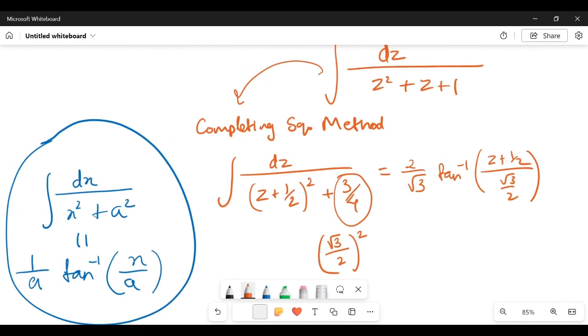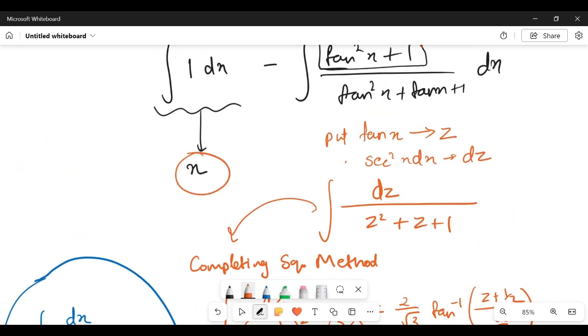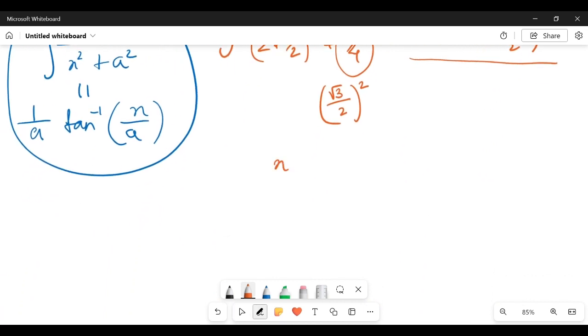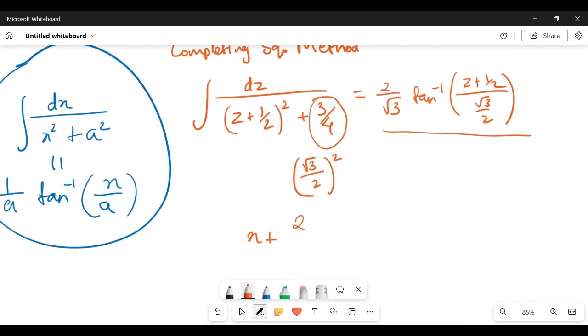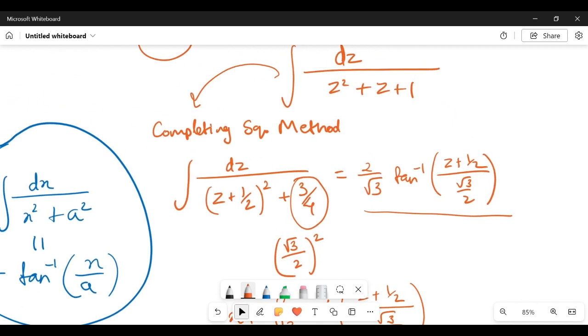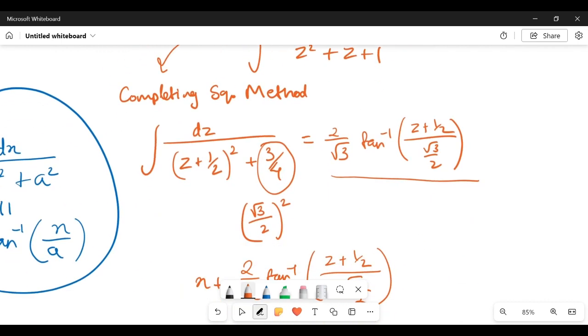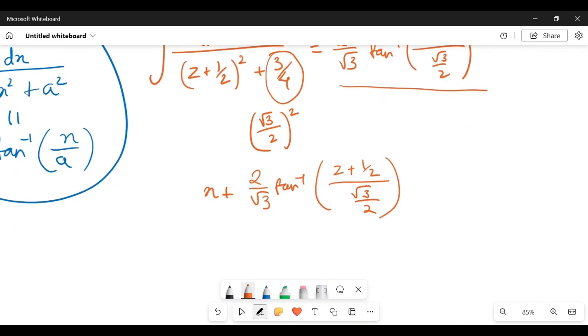So finally the answer becomes, like here this one was x and this one this term. So finally the answer would look like x plus 2 by root 3 tan inverse z plus half by root 3 by 2, right? And what was z? Z was tan x. So let's erase this here and simply write here tan x.